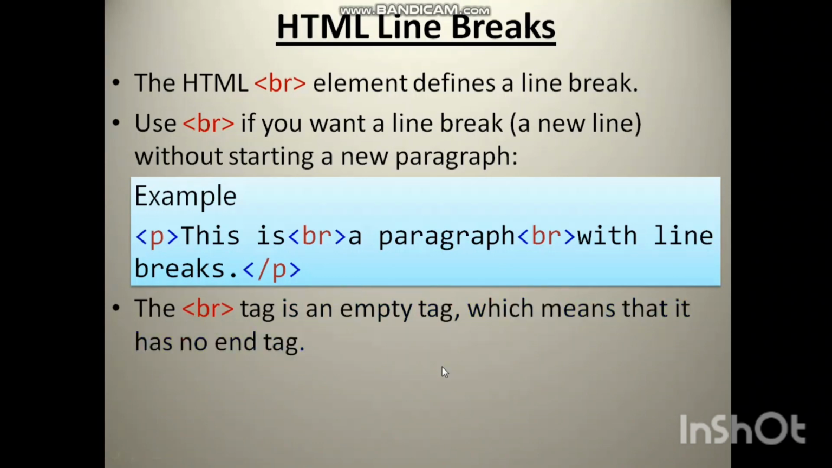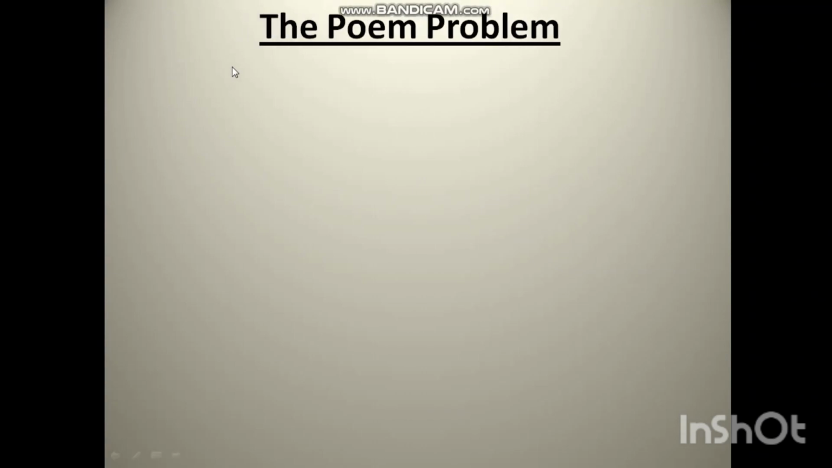The BR tag is an empty tag, which means it has no end tag. Every empty tag doesn't have any end tag. Empty tag means it doesn't contain anything. It is used for specific functions.